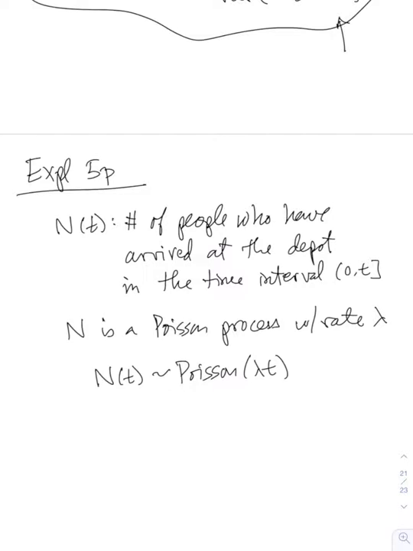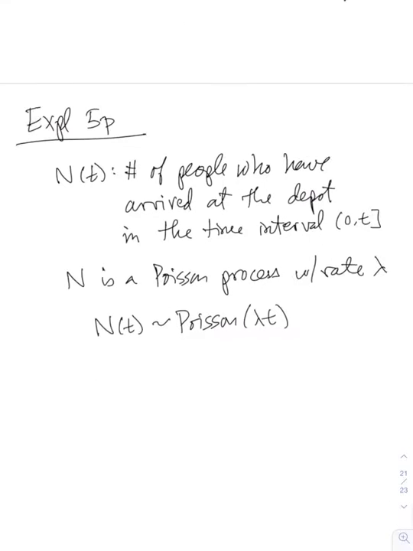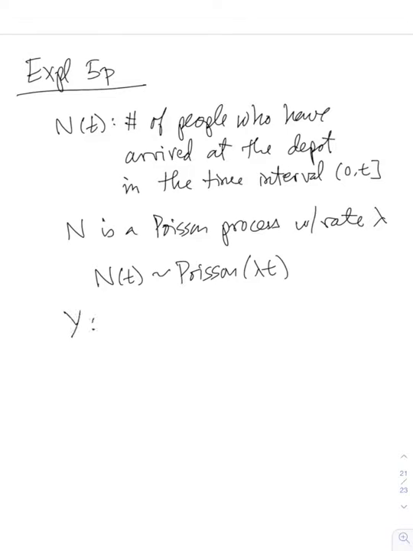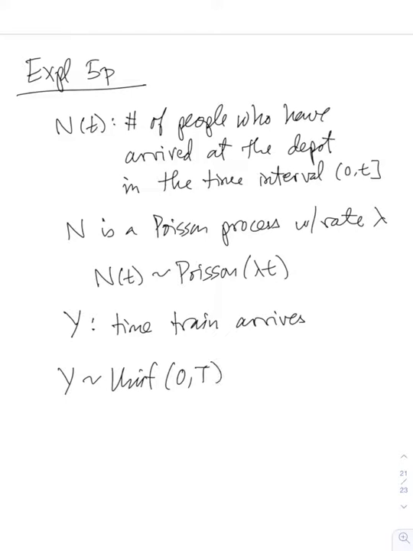Okay, then the example continues. If the initial train arrives at the depot at a time, independent of when the passengers arrive, that is uniformly distributed over 0 to capital T. Okay, so Y is the time that the train arrives. And Y has a uniform distribution, uniform on 0 to capital T. This is just a constant. Even though it's a capital letter, it's not a random variable. It's just a constant.